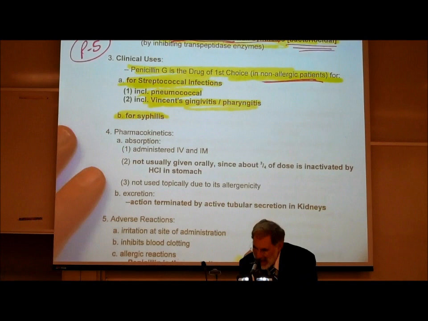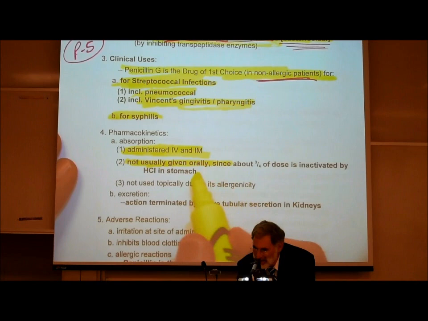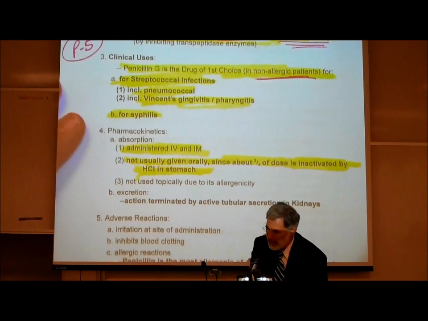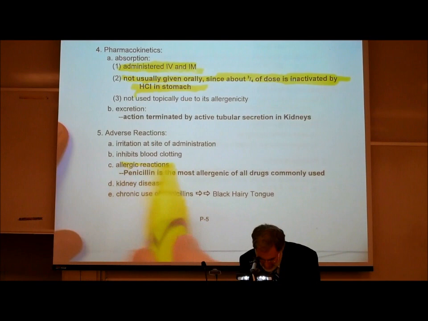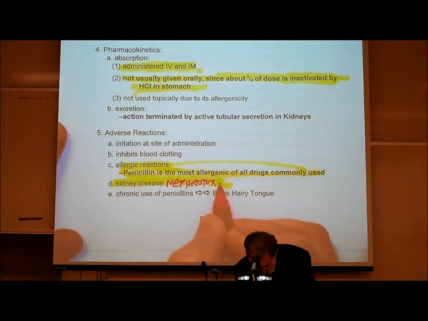Now, penicillin G is given by injection. It is not usually given orally. Why not? Because if you take it orally, most of it is inactivated by the hydrochloric acid in the stomach. And as far as adverse effects, a lot of people are allergic to penicillin, as we've said, and penicillin can be nephrotoxic, can damage the kidney. And chronic use of penicillin can lead to black, hairy tongue.